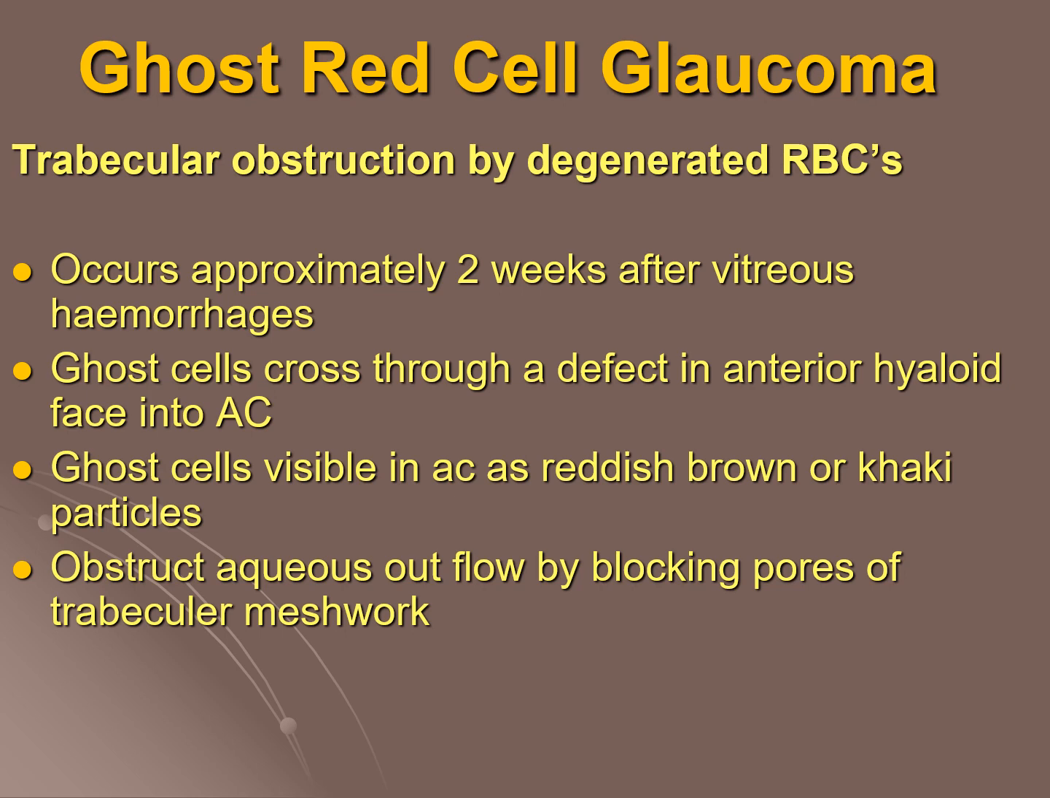What is ghost red cell glaucoma? It is trabecular obstruction by degenerated red blood cells. It occurs approximately 2 weeks after vitreous hemorrhage. The cells cross through a defect in the anterior hyaloid face into the anterior chamber. These cells, which are devoid of hemoglobin, are called ghost cells, and they are visible as reddish brown or khaki particles. They obstruct the aqueous outflow by blocking the pores of the trabecular meshwork.